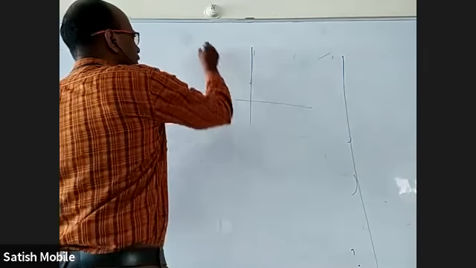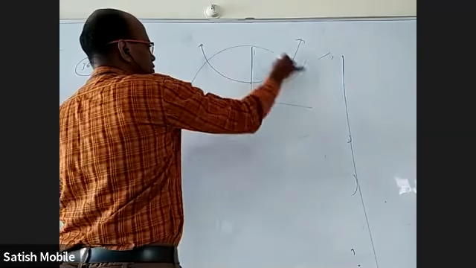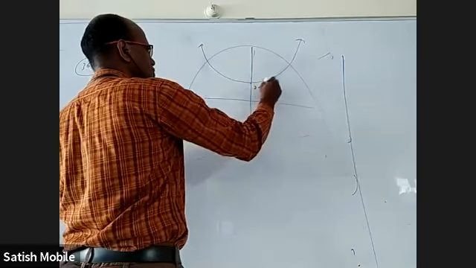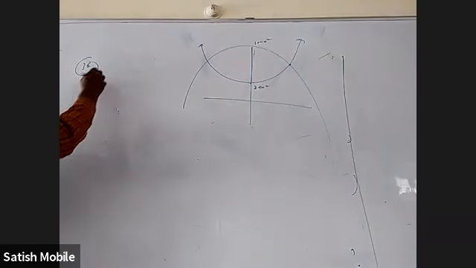2 plus x square is a curve like this. And 10 minus x square is a curve like this. This is 2 plus x square. This is 10 minus x square. Where they're intersecting, try to solve.